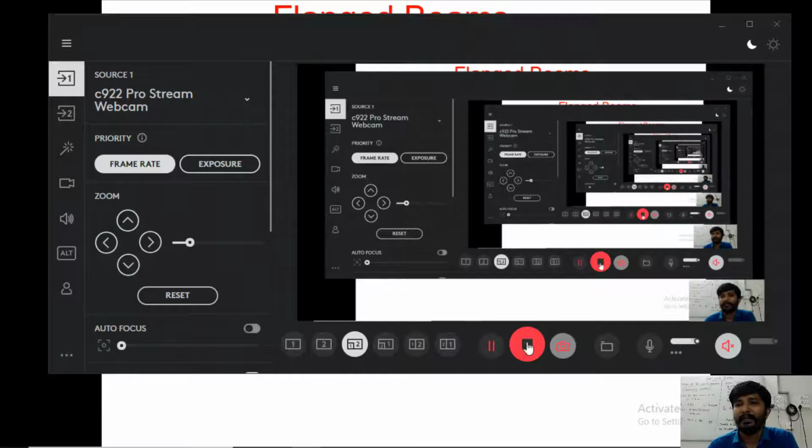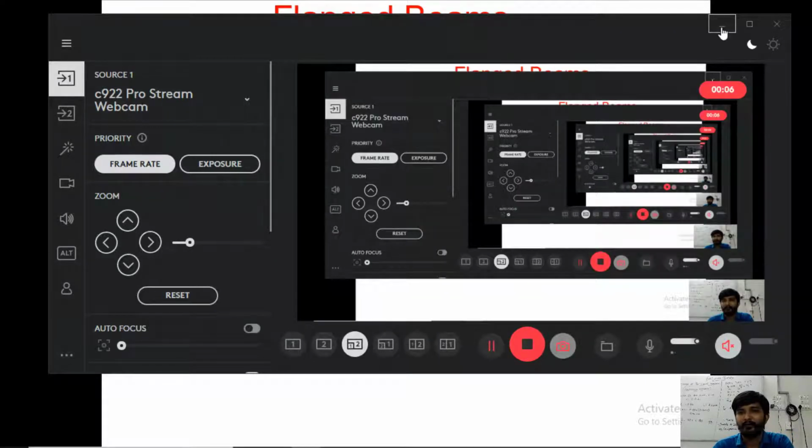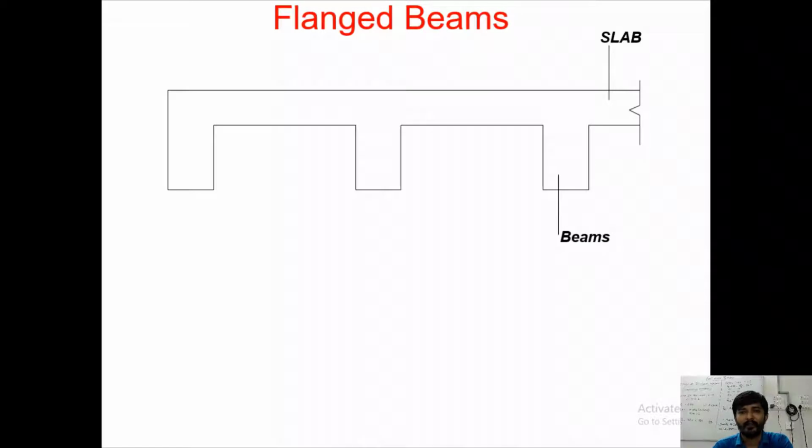So welcome to the next session, session number 7, I guess, right? In this we are starting with a new type of beam that is also called flange beams or T-beams, right? As you can see in your figure, there is a slab and this is a beam. The slab and beam have been shown. As you can see, this is a slab part and there is a beam part.